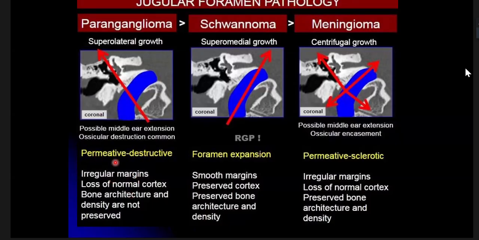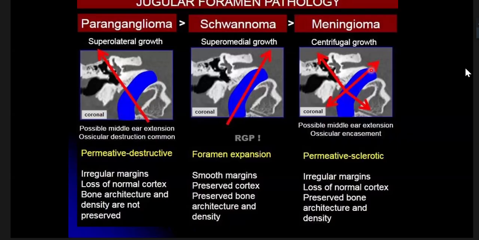What happens in the schwannoma? They will always grow along the course of the spinal accessory or vagus nerve. So it will have smooth margins. They will have a preserved cortex and preserved bony architecture. Bony destructions are unlikely. So growth is superomedial. And what happens in a meningioma is the growth is circular. It will grow all along because it will grow along the dura. So there will be a centrifugal growth.